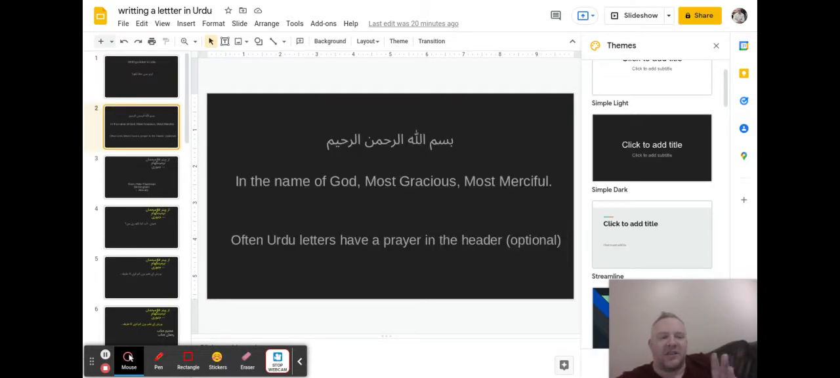So this is optional. This isn't something that you have to do, but I noticed that lots of people do write a dua on Urdu letters. In fact, if ever you get letters from Pakistan, you might even see that they often have a dua at the top like this. If you see something like this, it says Bismillah al Rahman al Rahim, so in the name of God, most gracious, most merciful. Technically, it's Arabic, but you do see this a lot in Urdu writing. So again, optional. I don't think you're going to lose points for putting a prayer in an Urdu letter, but you're not going to get any points either, I don't think.